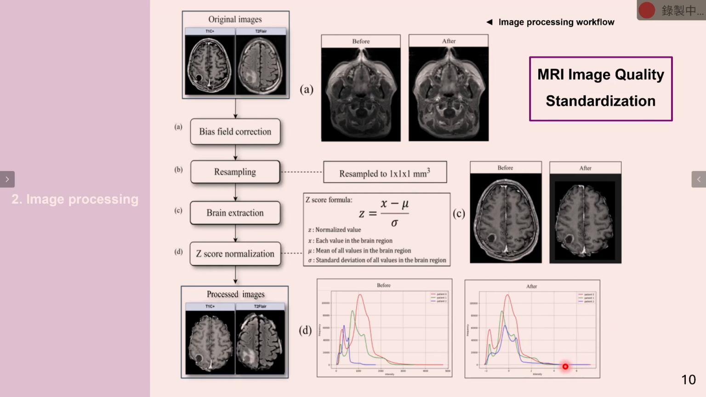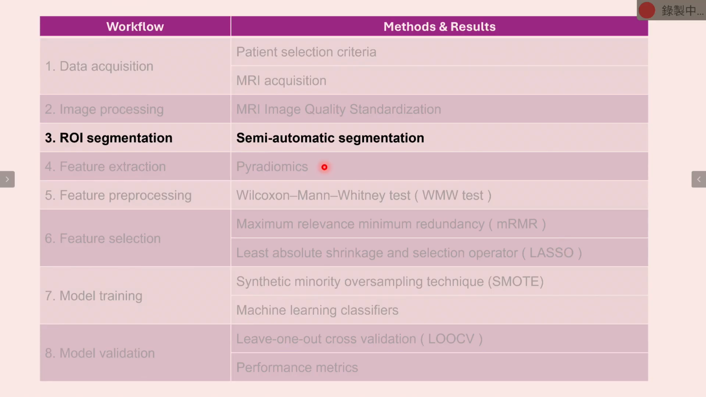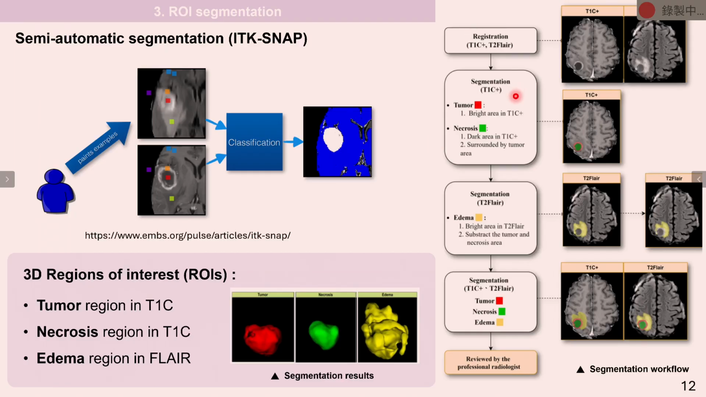And next is ROI segmentation. We use a semi-automatic segmentation method. This method is a function provided by a tool named ITK-SNAP. Semi-automatic segmentation allows us to just mark some labels on the image instead of fully segmenting it ourselves. And this function saves time. It learns from the labels we provide and automatically completes the remaining segmentation task.